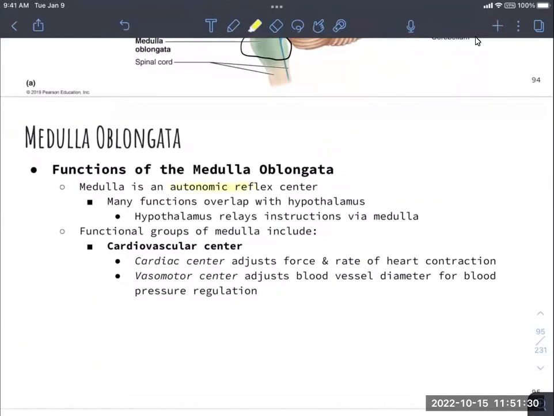Your medulla also functions as that autonomic reflex center. It does a lot of the same jobs as the hypothalamus. That hypothalamus helps to relay information that your medulla is helping to guide as well. We have our cardiovascular center in our medulla specifically. How hard and how fast our heart contracts is controlled in the medulla. The size of our blood vessels is controlled in our medulla.